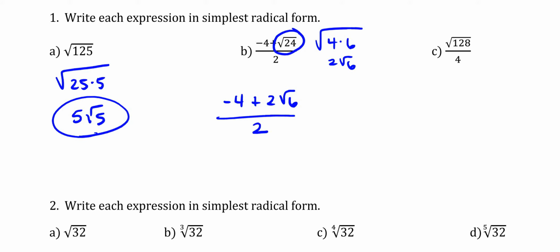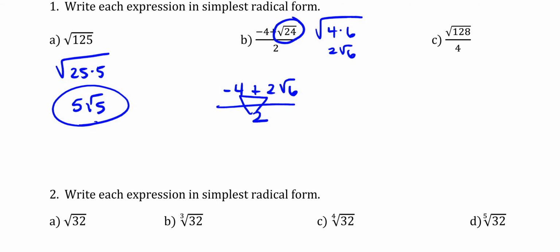Common mistake here is negative 4 and 2 square root of 6 are not like terms. You learned about that in geometry last year. And you also learned in geometry that you can simplify this by saying if all three of these numbers can be reduced by the same value, the whole fraction can be reduced. So then that becomes negative 2 plus the square root of 6, or 1 square root of 6.